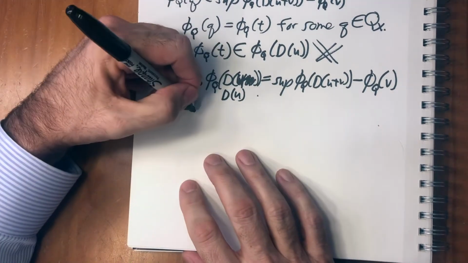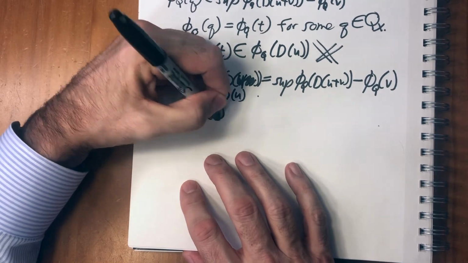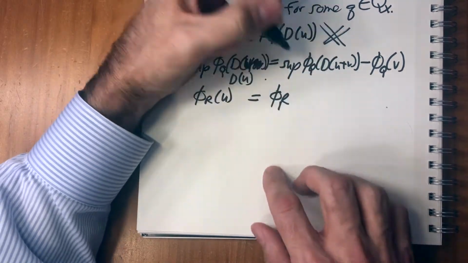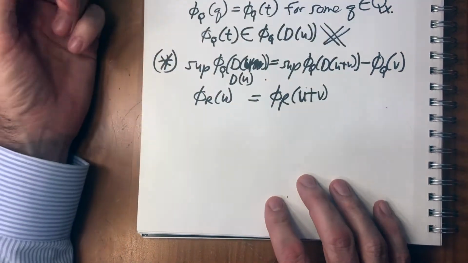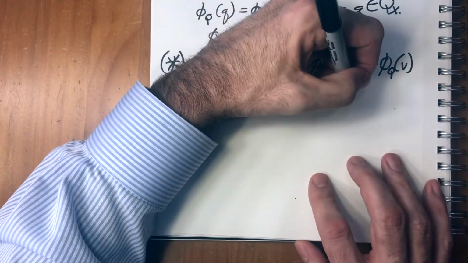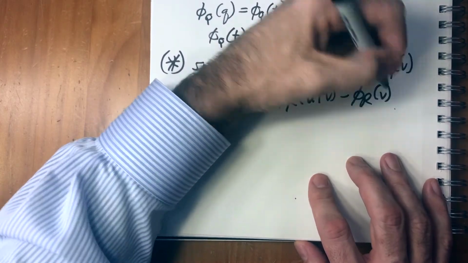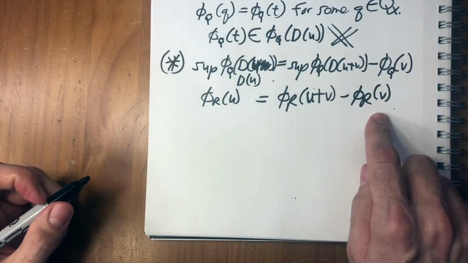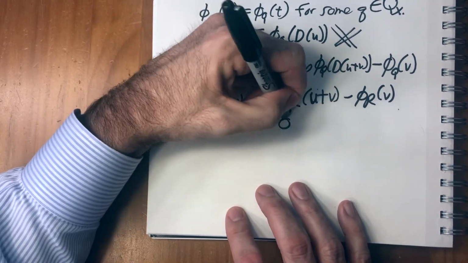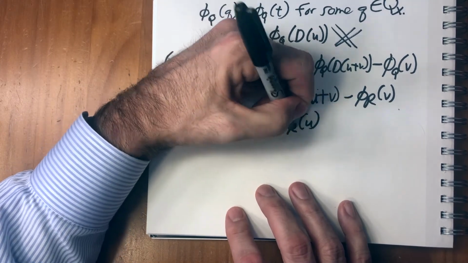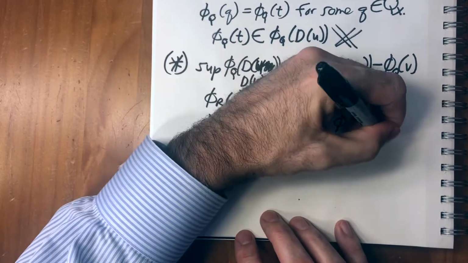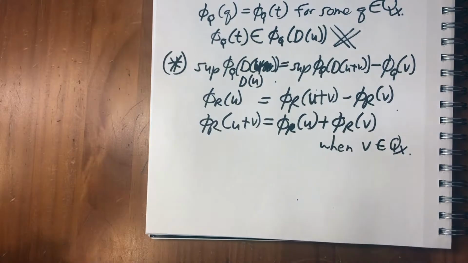This is just the definition of phi r of u, right? This is the definition of phi r of u plus v. And this, from P3, phi q of v equals phi r of v, because v is rational. Rearrange them, and we have that phi r of u plus v equals phi r of u plus phi r of v when v is an element of the rationals. Great, that's what we wanted to show.